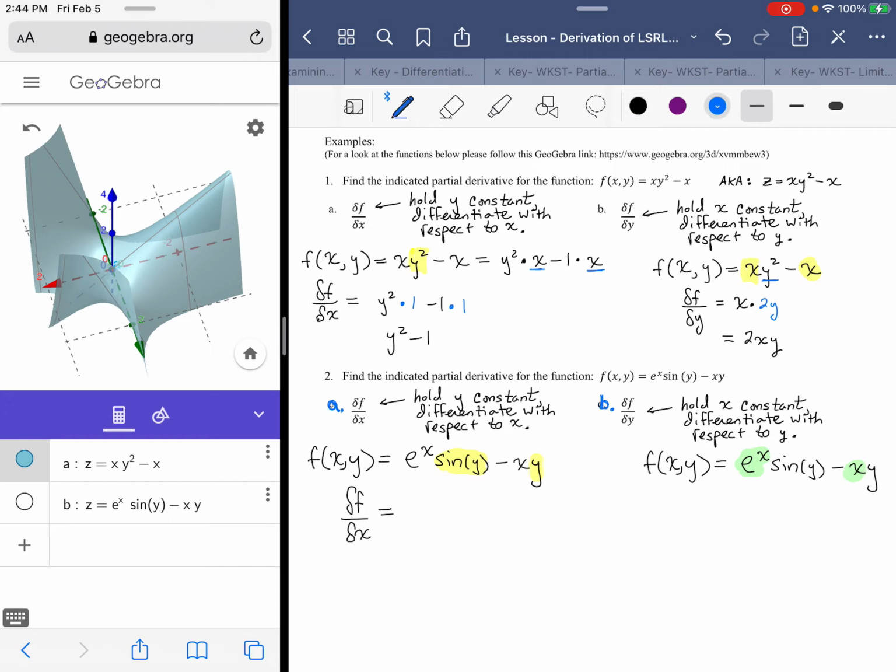I kind of think of it as differentiating around the y's and differentiating around the x's. So if I look at this and I say, okay, ignore the y's for now, what's the derivative of my x stuff? Well, e to the x has a derivative that's e to the x. Bring down the sine of y.